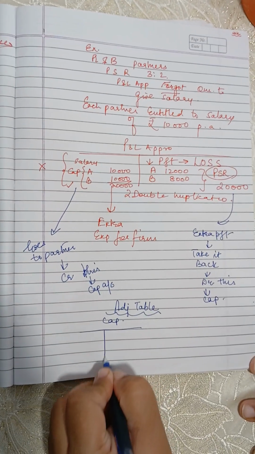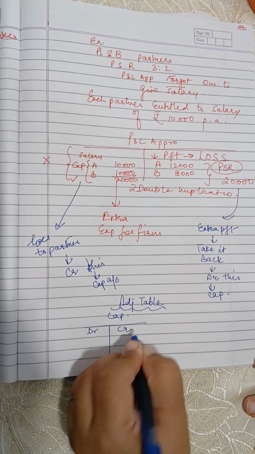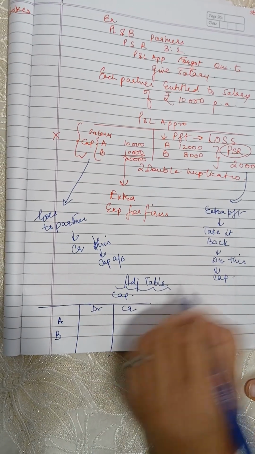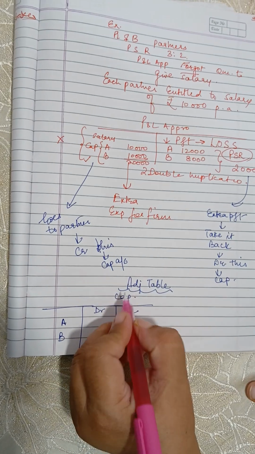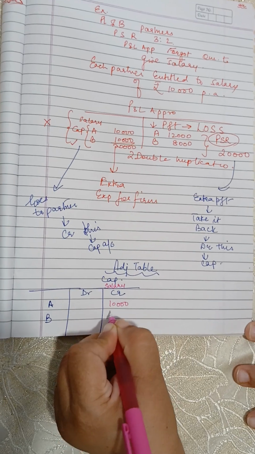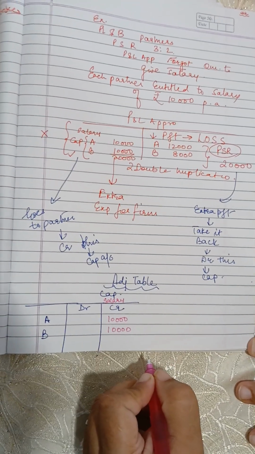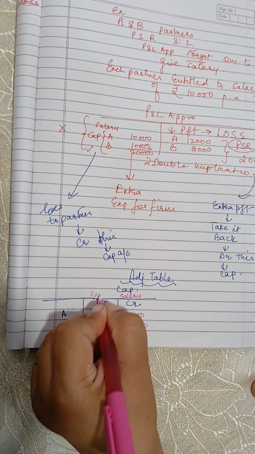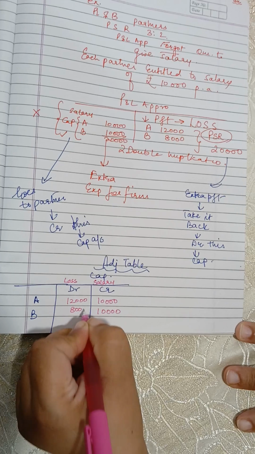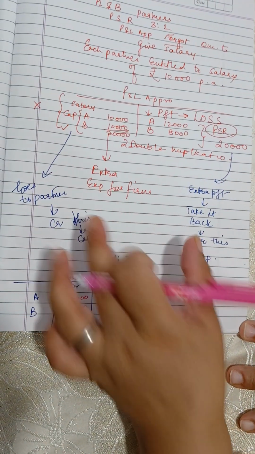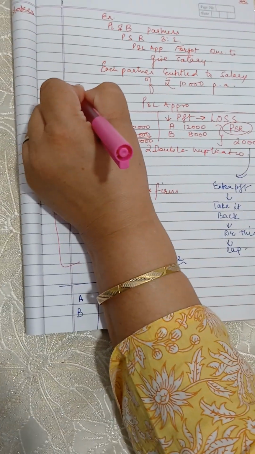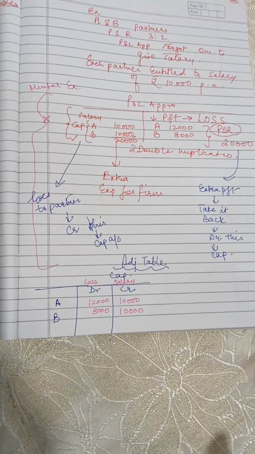I am making here debit and credit columns for both partners simultaneously, A and B. I need to credit what? I need to credit them with salary. How much is it? 10,000 I have credited to A, 10,000 to B. I debit them with what? Loss or decrease in profit, which is 12,000 and 8,000. We will not do this process. We'll straight away prepare this. All this will be our mental exercise.